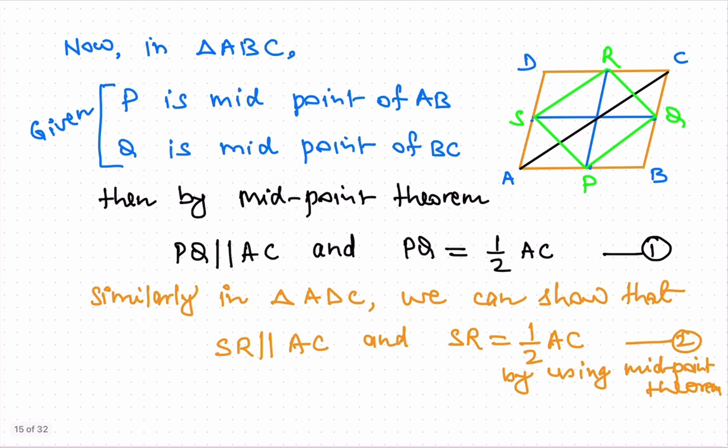Now in triangle ABC, this triangle, P is the midpoint of AB and Q is the midpoint of BC. That is given. Then by the midpoint theorem, this PQ will be parallel to AC and it will also be equal to half of AC. So it becomes equation number 1.